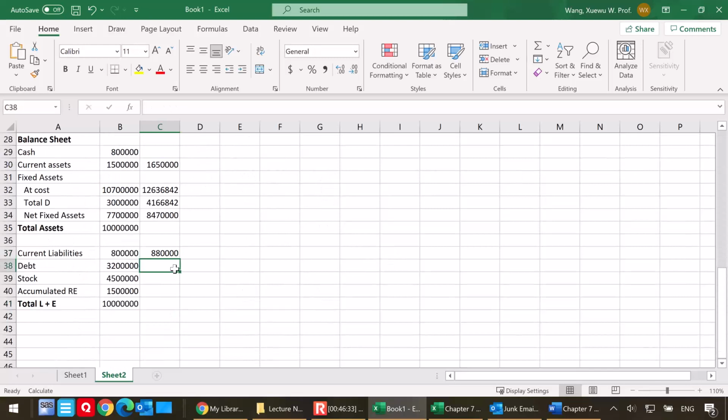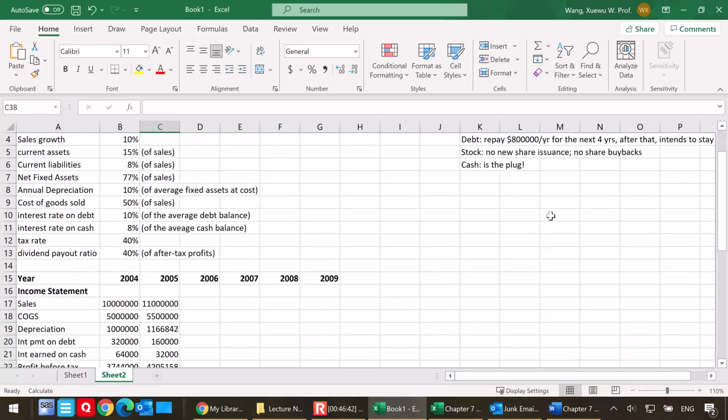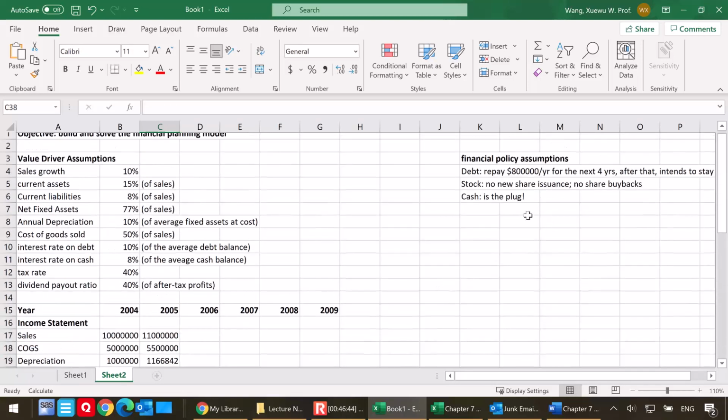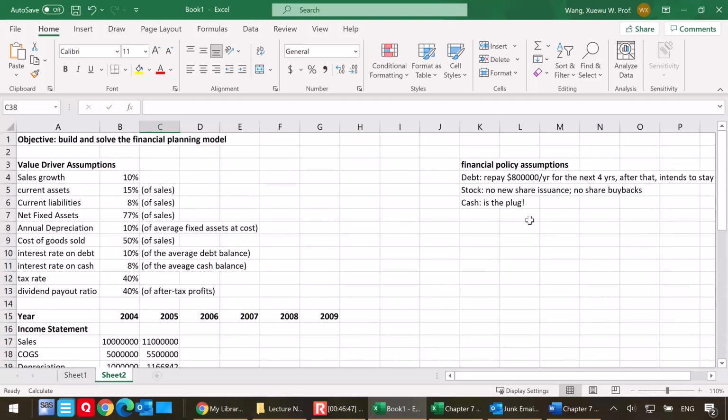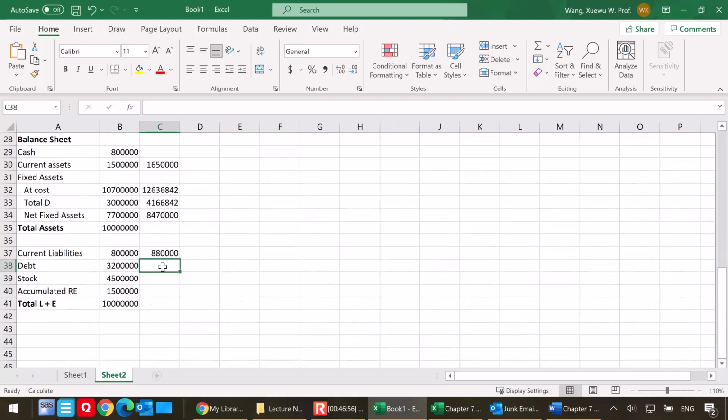Now we can look at debt. The company has $3.2 million debt, and we are using the financial policy assumption. We're saying the company is going to retire $800,000 debt per year for the next 4 years. So I can say, you have $3.2 million debt, and you want to reduce or retire $800,000 debt.